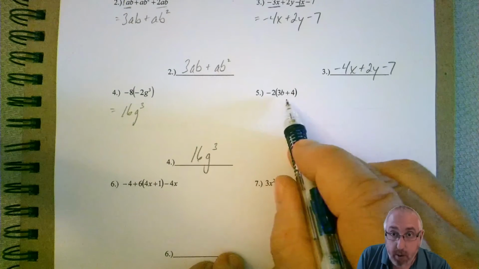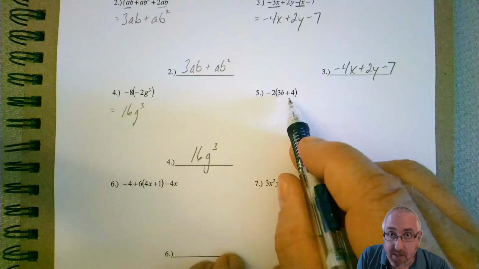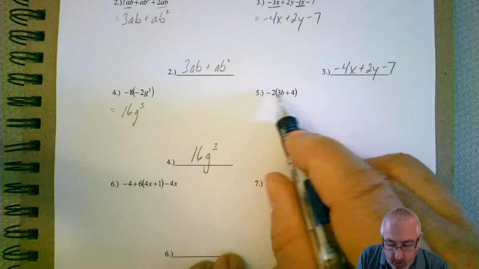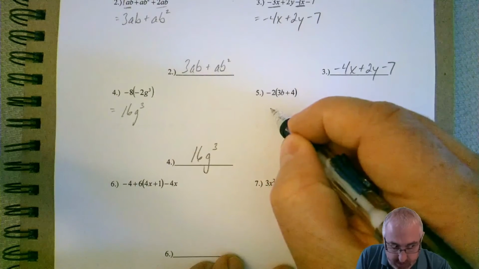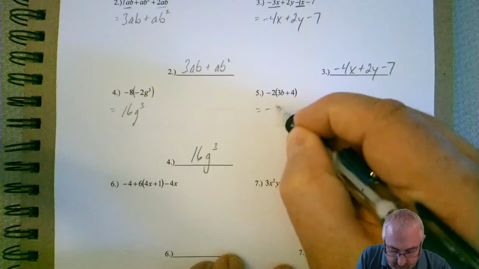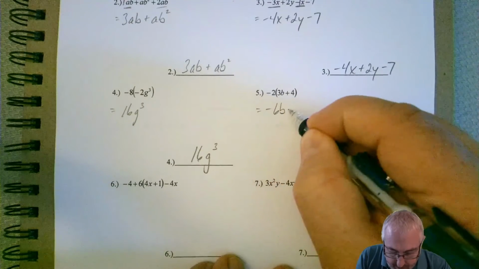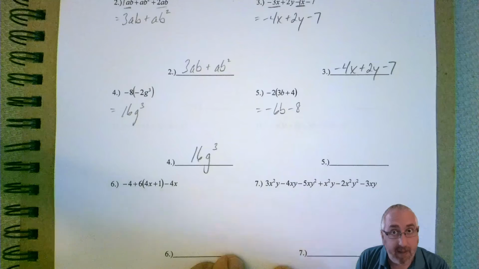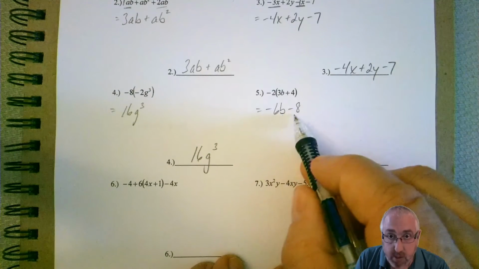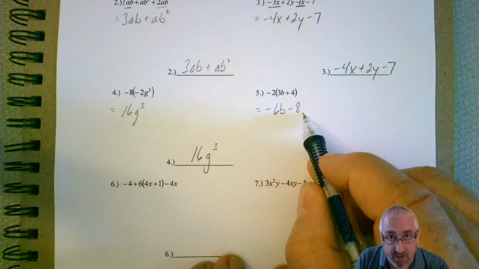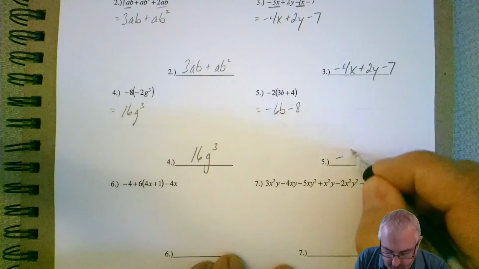Now this one is different because we do have a plus sign in here. So we are going to want to distribute this to both of those terms. That's going to give you a negative 6b minus 8. And that's it. We can't combine these two terms because this one has a b and this one does not. So that would be your answer for this one.